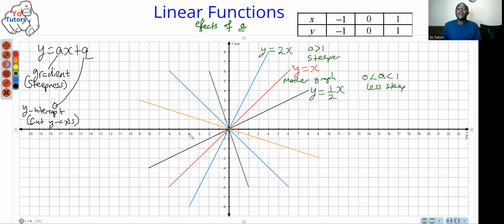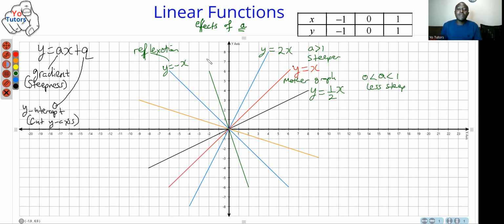We can also see that we have the lines here, which in this case is y equal to negative x. And this is a reflection in the x-axis. It's a reflection of y is equal to x along the x-axis. So this one here is a reflection. Now, what we understand now is that when a is negative, it's a reflection. So once you see a negative, know that it's a reflection of the mother graph. Okay, that's what we know.